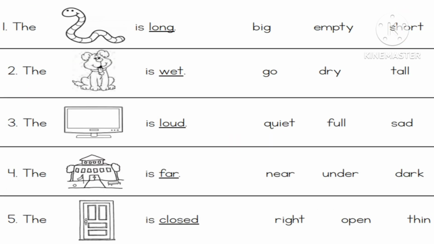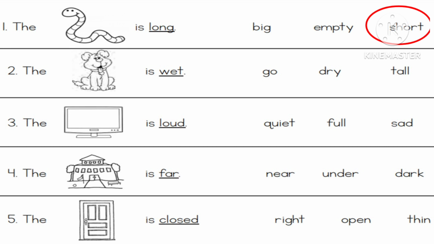Activity 2. Read each sentence. Circle the word that means the opposite of the underlined word. 1. The snake is long. The underlined word in the sentence is long. What is the opposite of long? Good job. The answer is short.